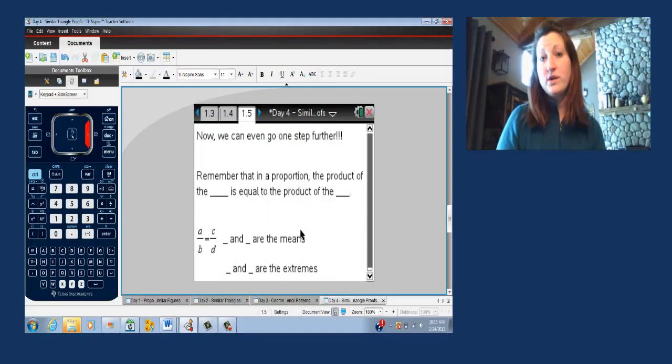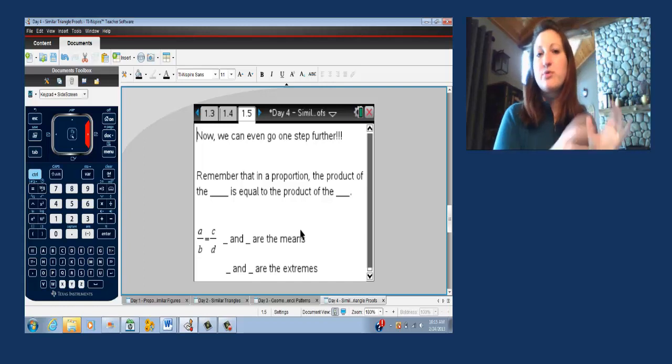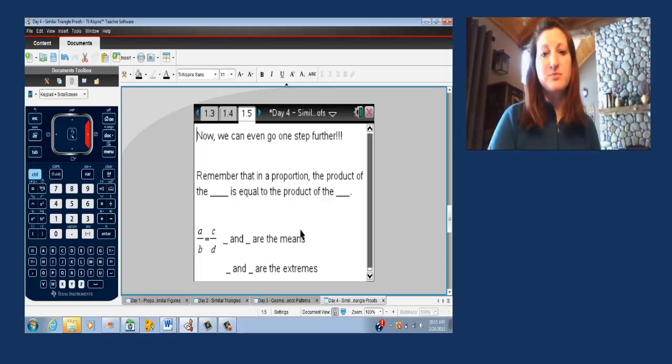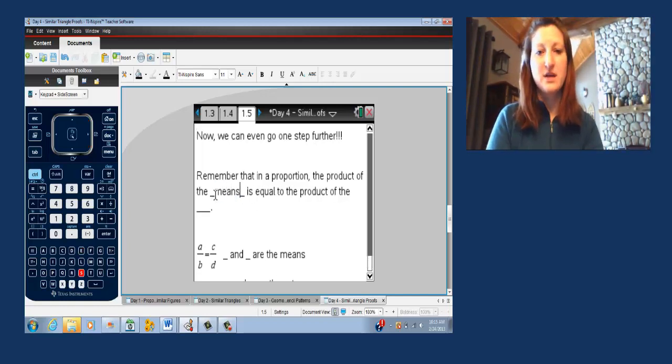Now, we can actually go one step further, so we can actually add 2 extra steps to our proof once we've proven that they're similar. Yes, we can prove triangles similar, and yes, then we can say that corresponding sides are in proportion, but then we can go one step further. Way back in the very beginning of this chapter, I said that when you cross multiply, what you're really doing is saying that the product of the means is equal to the product of the extremes.